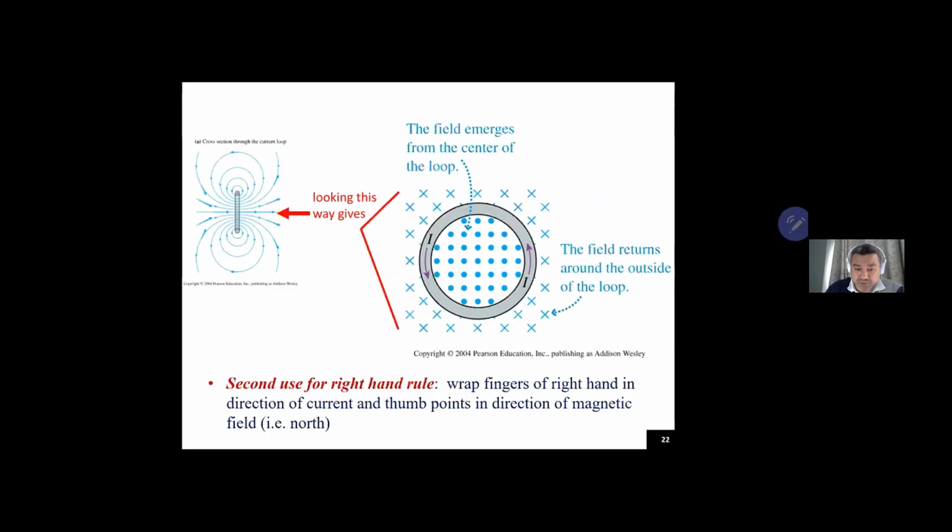This means if I am to look on top of the loop, just from the top of the loop, what I can see is that the magnetic field inside this loop will be pointing out of the screen, and the magnetic field outside the loop will be pointing into the screen.